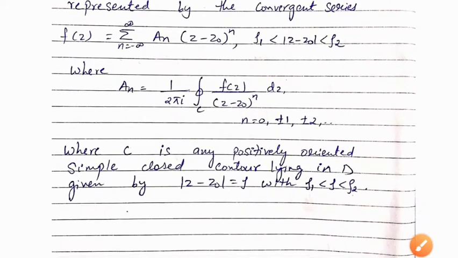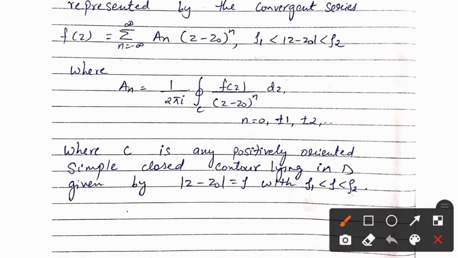Here a_n is 1 upon 2 pi i integral over C. See, this circle represents the closed curve and this C represents the given curve, where f of z is the function and z0 is the point for which we have to consider. Okay, and n is 0, plus or minus 1, plus or minus 2, that means n is any integer, right?